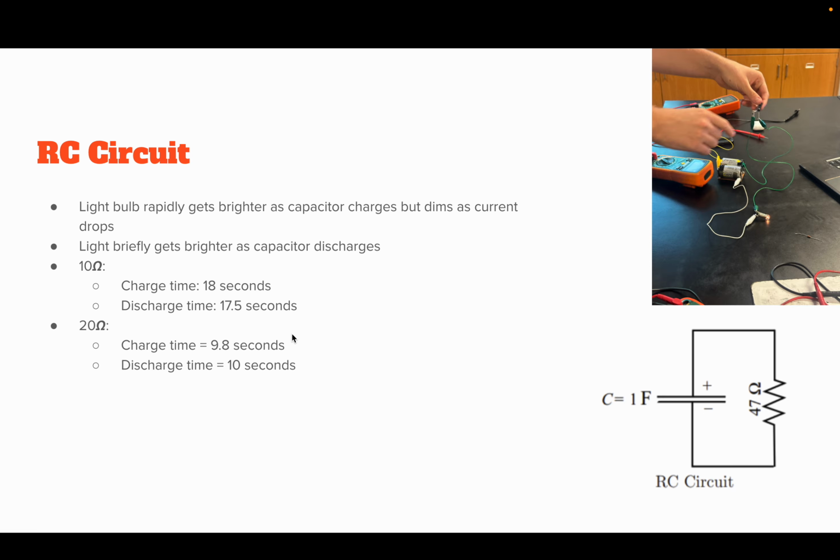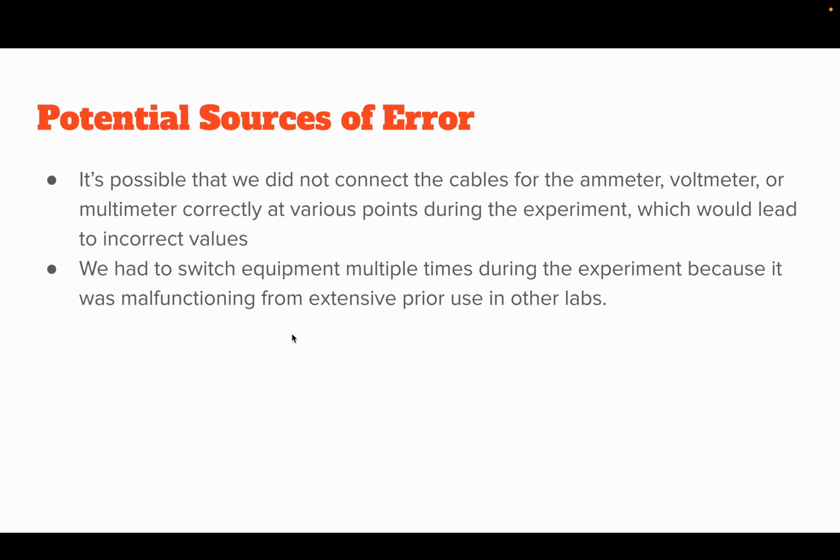So nothing abnormal there. And then for our potential sources of error, it's possible that as we were attempting to connect the ammeter, voltmeter, or multimeter at various points, we may have touched the circuit or we may not have connected them correctly, which could lead to some incorrect values for what exactly the charge was at that point in time. And we also had some faulty equipment during the experiment as well.